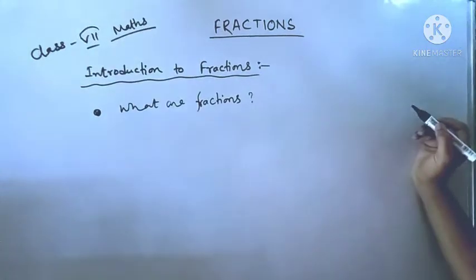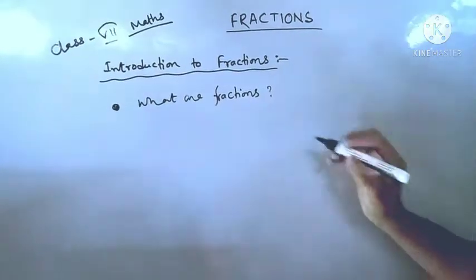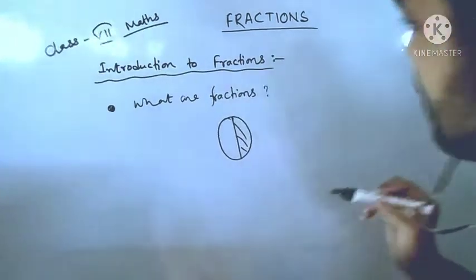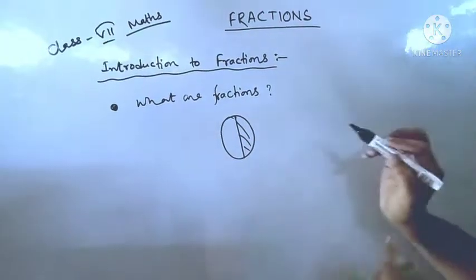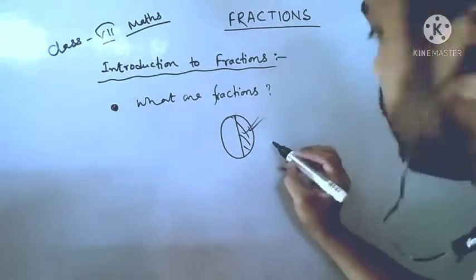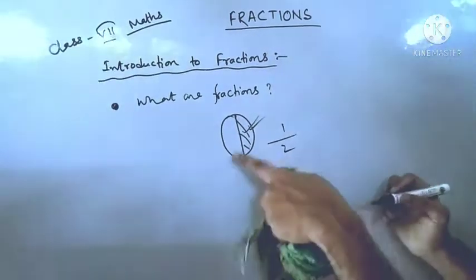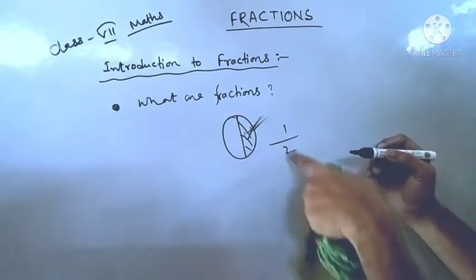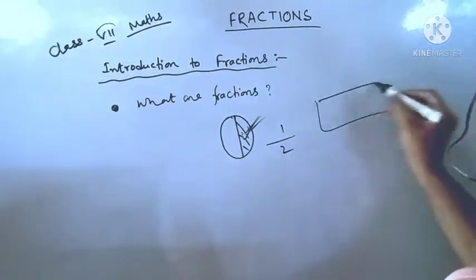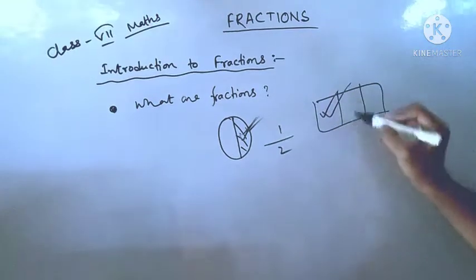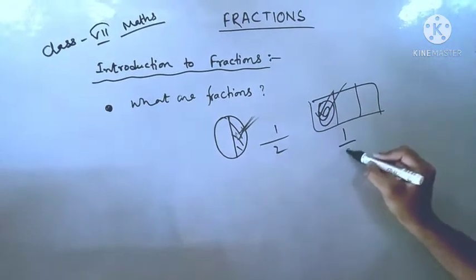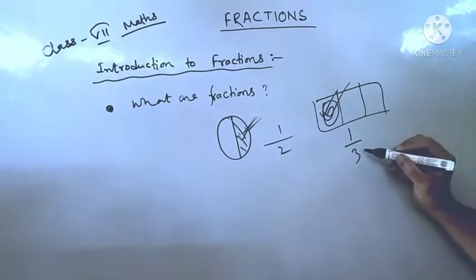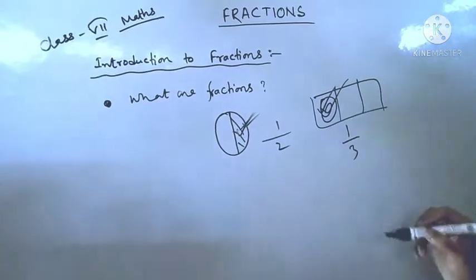Fractions have many types. Okay, so before we discuss this, if we divide a circle into two parts, then the value of one part will be 1 by 2. Because there are two parts, 2 will be the denominator, and we take one part, so 1 by 2. If there are 3 parts and we take one part, the value of this part will be 1 by 3, because the total number of parts is 3. So 3 will be the denominator and 1 will be the numerator.